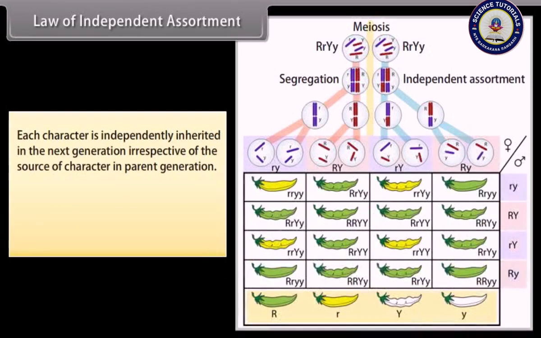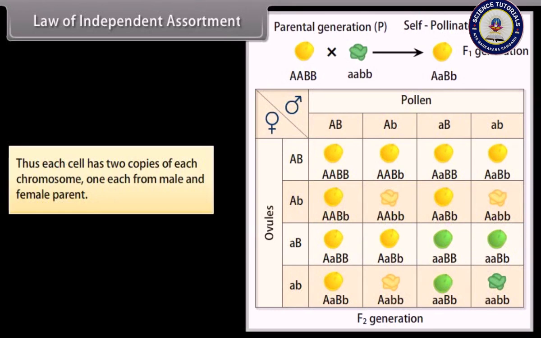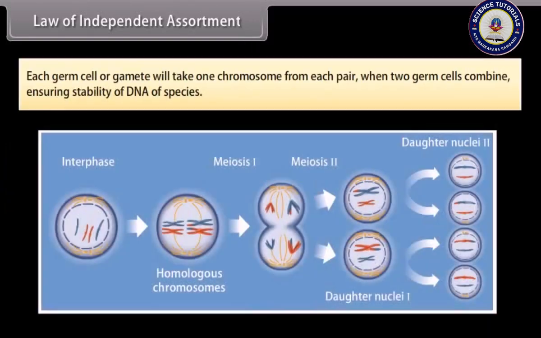Law of independent assortment. Each character is independently inherited in the next generation irrespective of the source of the character in the parent generation. Each gene set is present not as a single thread of DNA but as independent pieces called chromosomes. Thus each cell has two copies of each chromosome, one each from the male and female parent. Each germ cell or gamete will take one chromosome from each pair when two germ cells combine, ensuring stability of the DNA of the species.